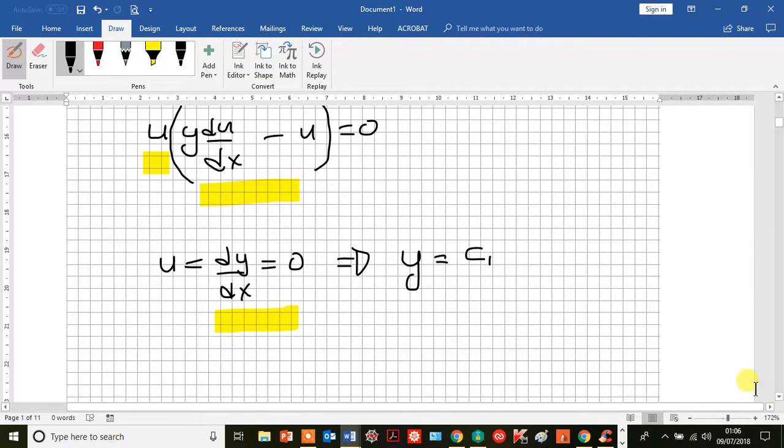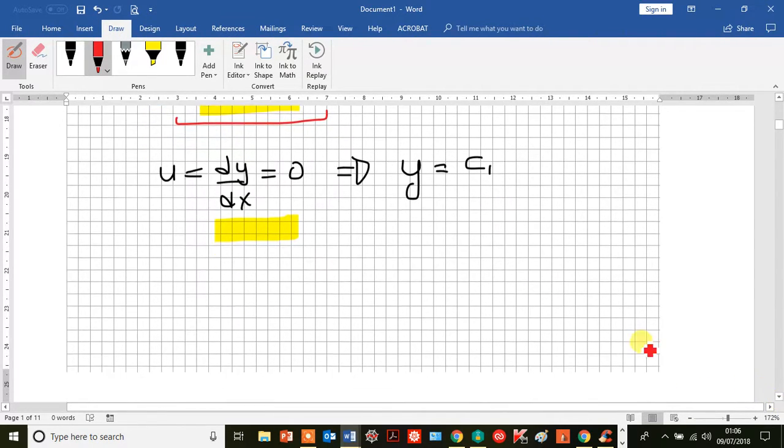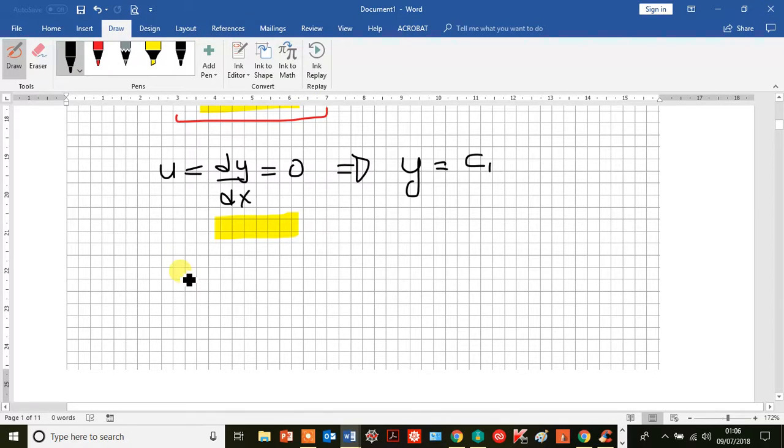So let's crack ahead and now solve this part of the ordinary differential equation. So we've got y du, oh, excuse me, let's just eliminate that, y du by dy. I hope that's right.